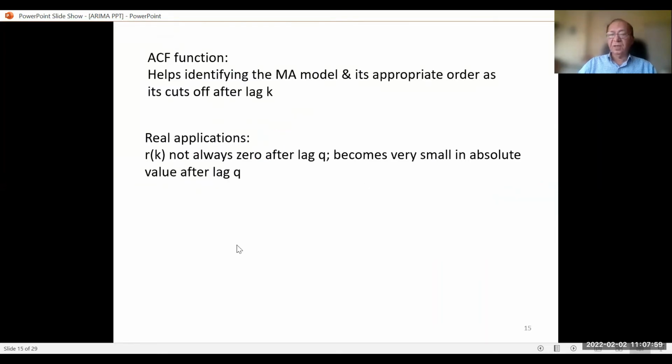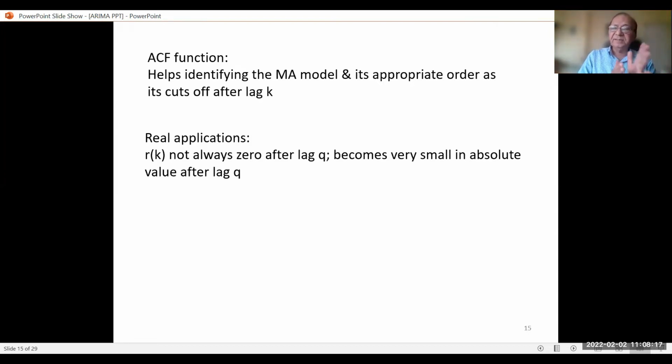ACF function. Now, how does it help us? The ACF function helps identify the moving average models and their appropriate order as it cuts off after lag k. How many lags are we going to use?